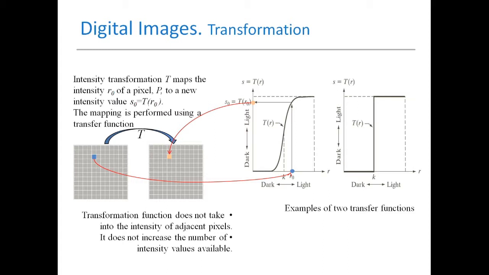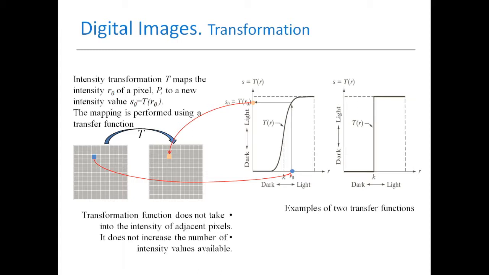So the idea of the intensity transformation is that we change the value of the pixel. And there are different techniques to change the value. Some of these techniques, based on the value of the pixel, change it to a different intensity, which is what we call intensity transfer. The other technique takes the neighborhood of a pixel and changes its intensity based not only on its value, but on its value and its neighbors.